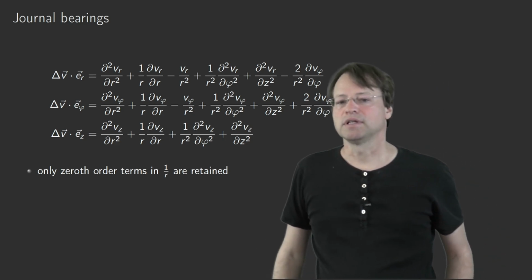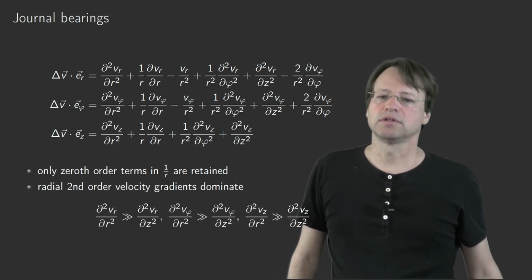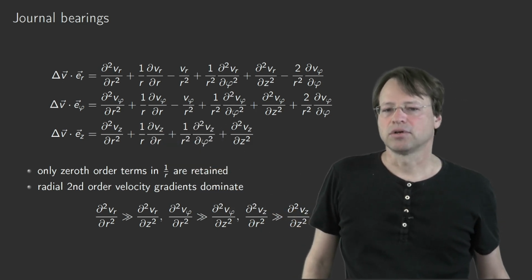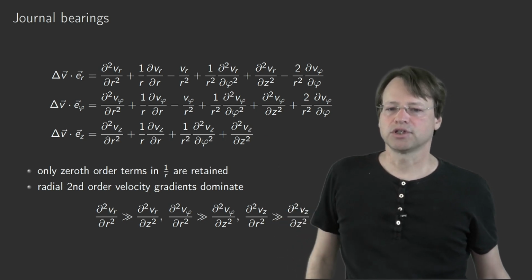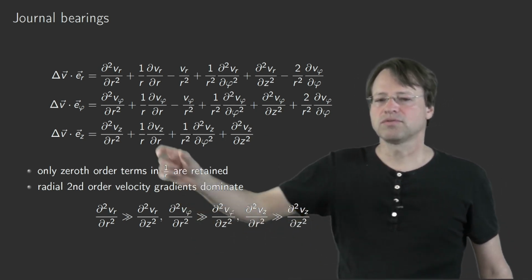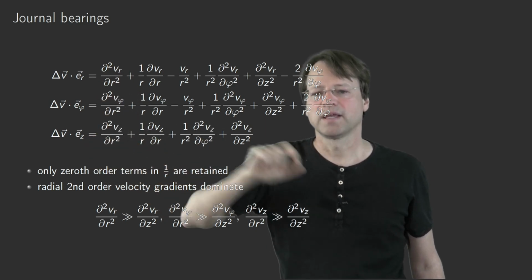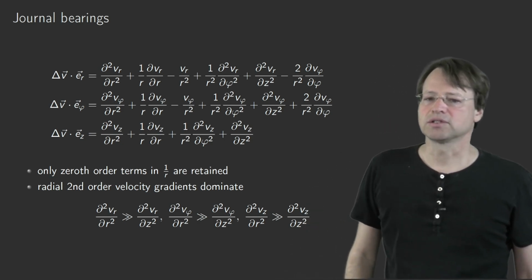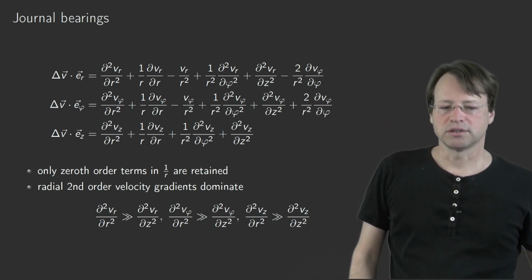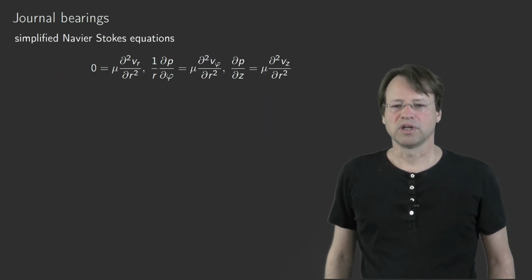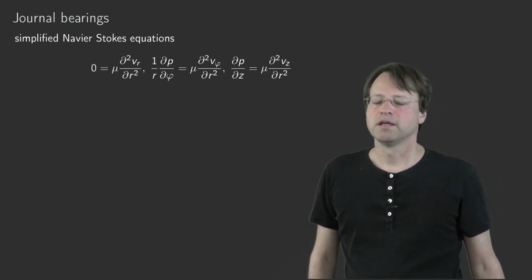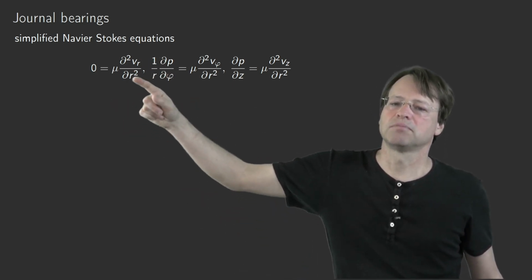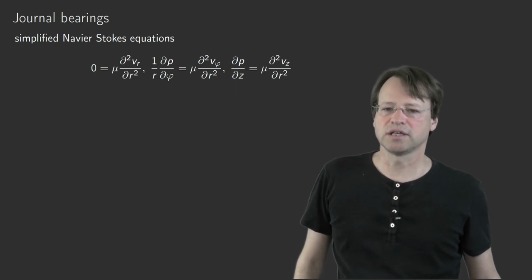Therefore we will retain the second order velocity gradients in radial direction, and we will neglect the second order derivatives in axial direction. And this then leads just to the fact that we consider the first term as being dominant in all three equations. So now we are in place to formulate the simplified Navier-Stokes equations, and not only to formulate them, but also to solve them. You can see it's the balance between the pressure gradient on the left-hand side and the Laplacian multiplied by the viscosity on the right-hand side.